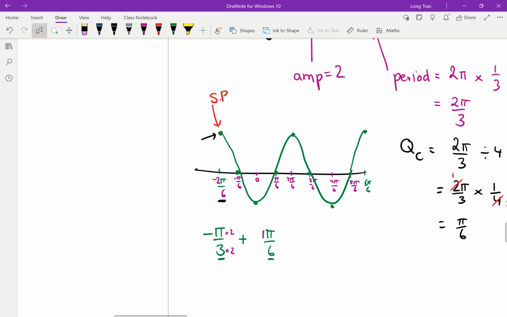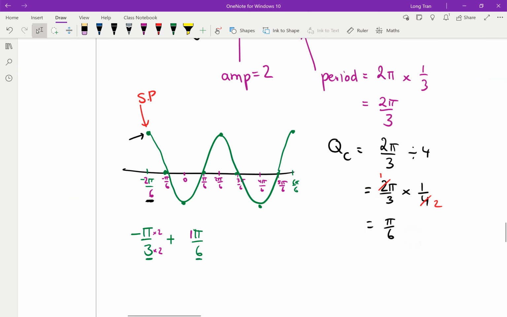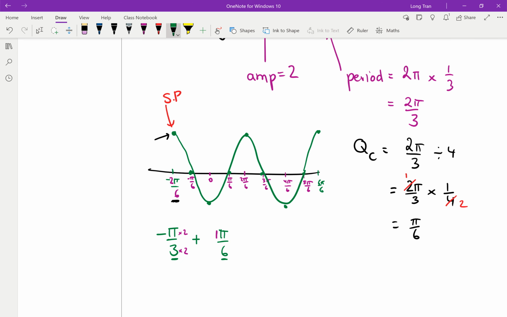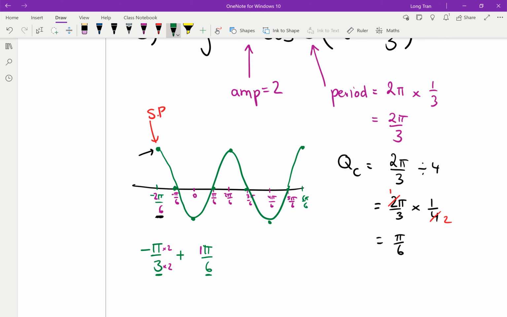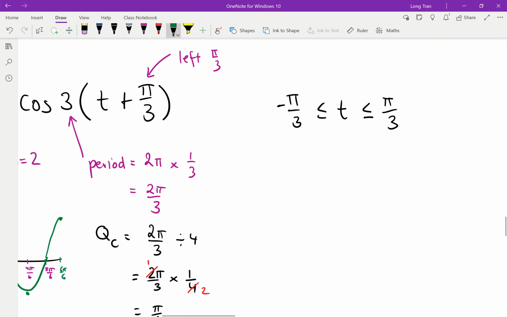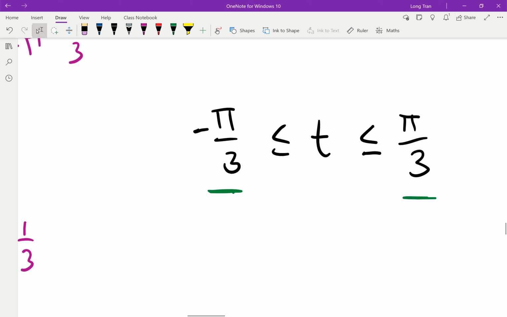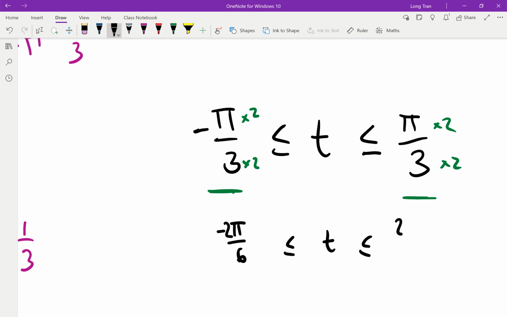So once you now know, okay, I need to start at negative 2 pi on 6, and I know I'm only adding an extra pi on 6 every time. Now when I sketch it, you see, I'm working from negative pi on 3 to pi on 3. If you convert that into sixths, times this by 2, times this by 2, you know you're working from negative 2 pi on 6. I'll write it again just to help you. I'm working from negative 2 pi on 6 all the way to 2 pi on 6.